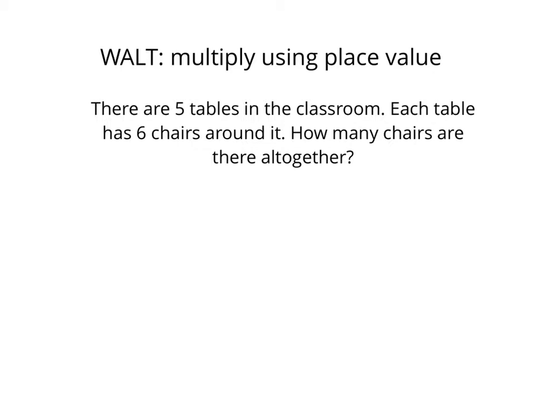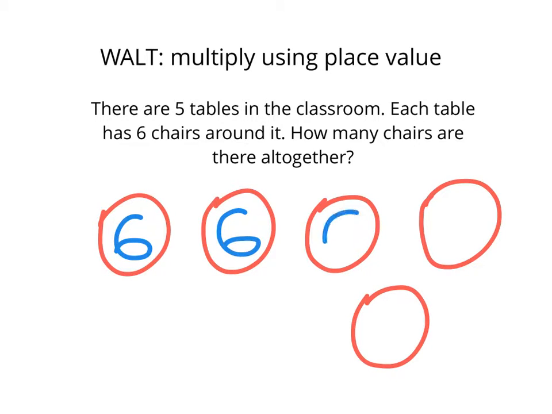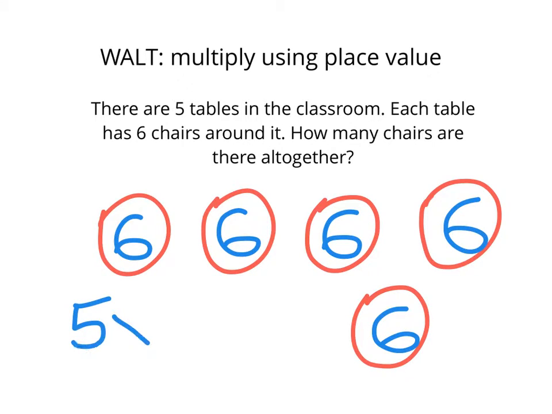If I was going to draw that problem out, then I would draw 5 tables. 1, 2, 3, 4, 5. And I'm going to put a 6 in the middle of each table so that I know that that's 6 chairs in each table. So I know that this problem is asking me for 5 groups of 6.